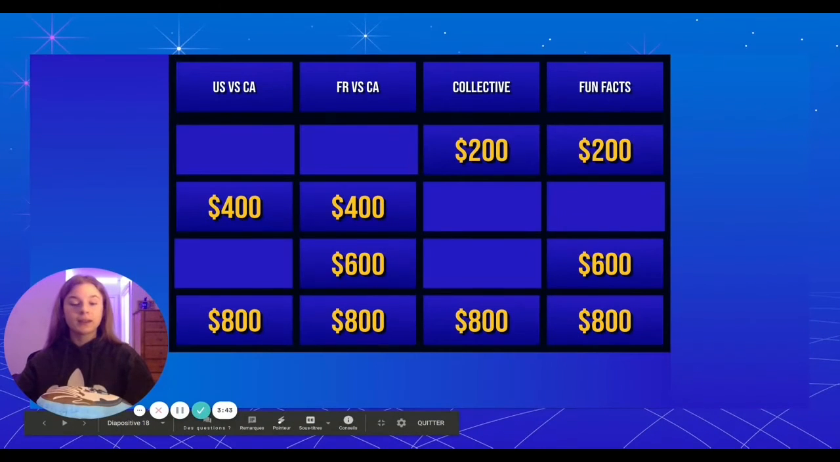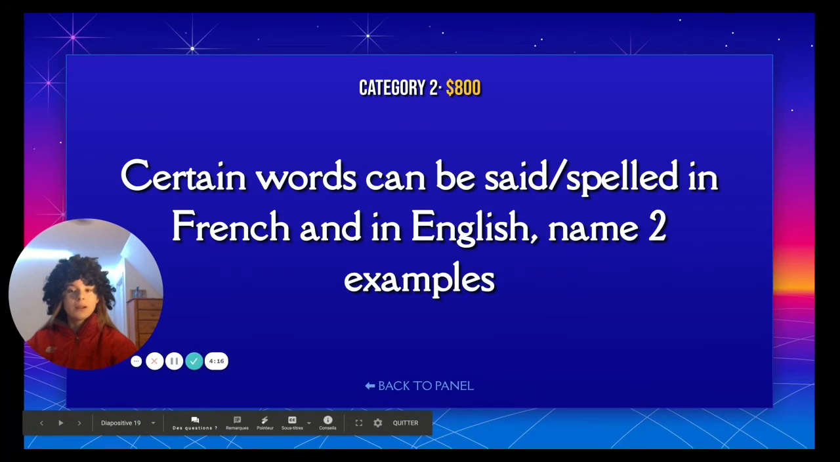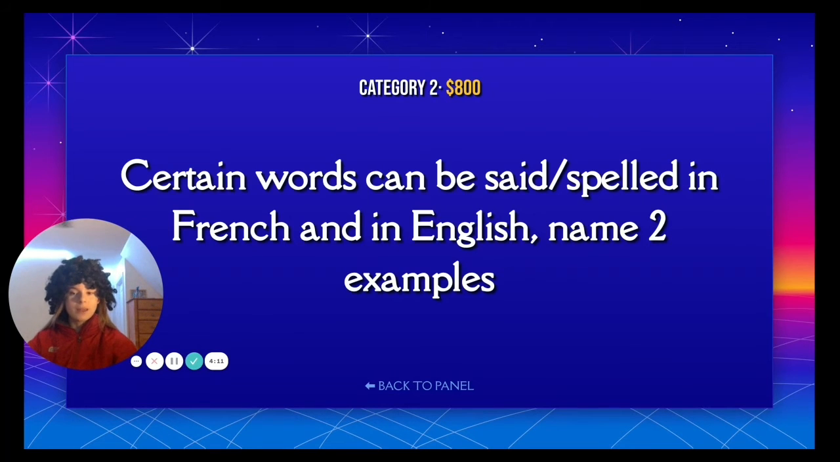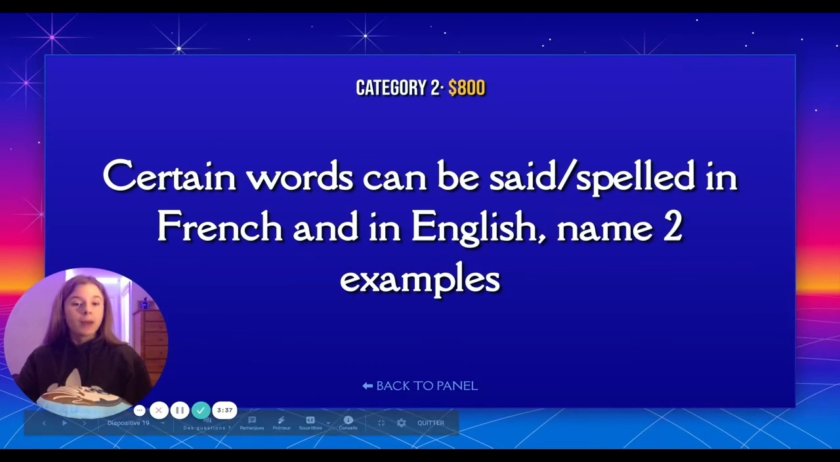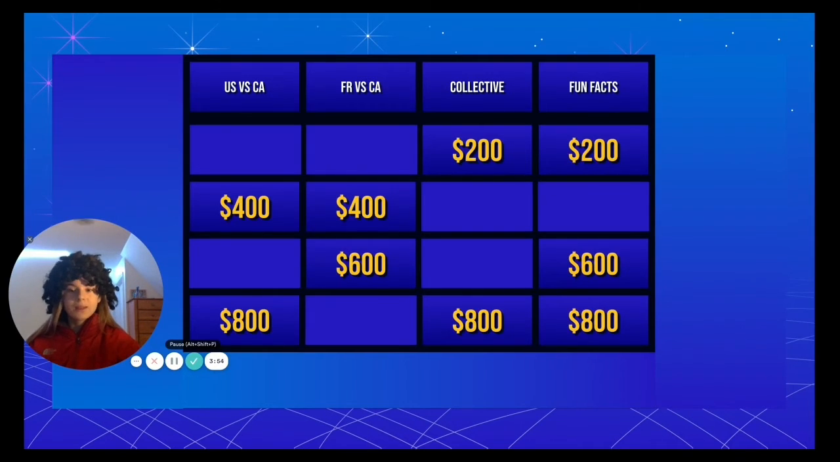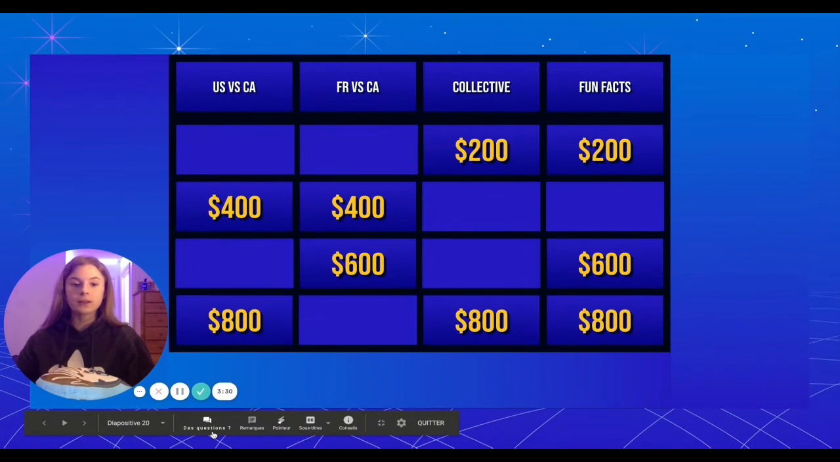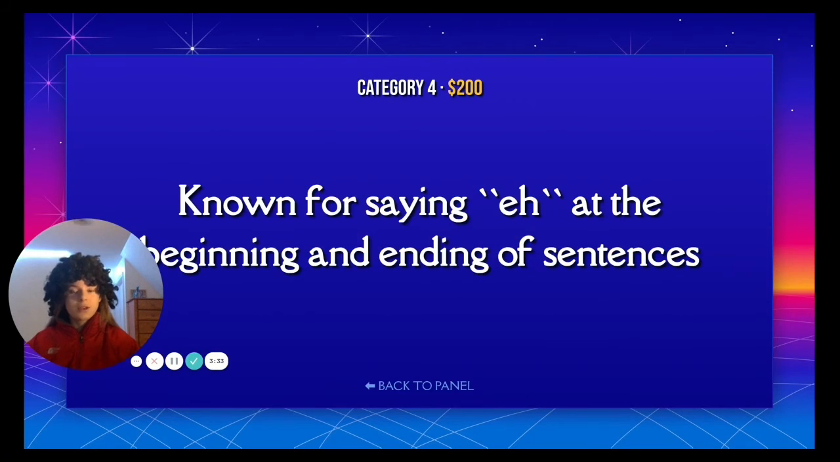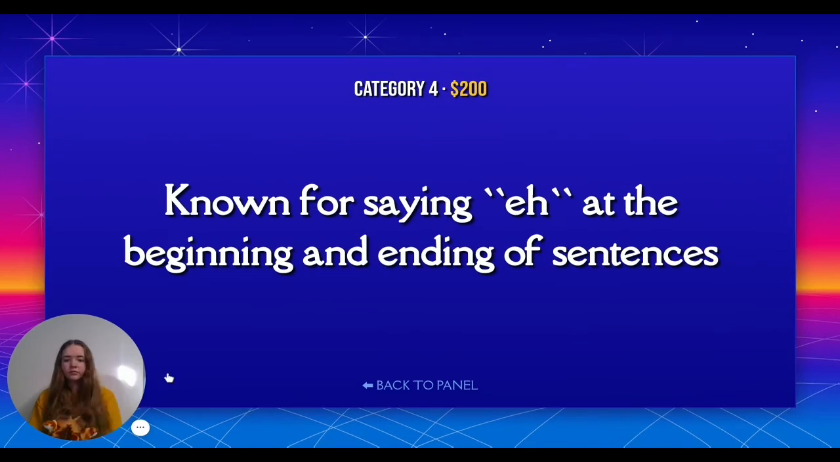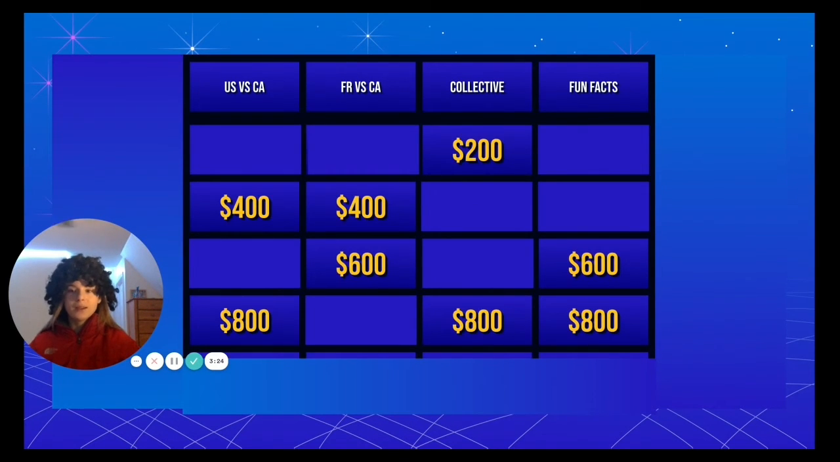I'd like French versus Canadian English 800. Next up, category 2, 800. Certain words can be said or spelled in French and in English. Name 2 examples. Baguette and ballet can be spelled and said in French and in English. Congrats! Now pick the next subject. Fun fact 200, please. Category 4, 200. Known for saying eh at the beginning and ending of sentences. Canadian English. Wow, Ivy, you're on fire. That's another correct answer. Now pick the next category.